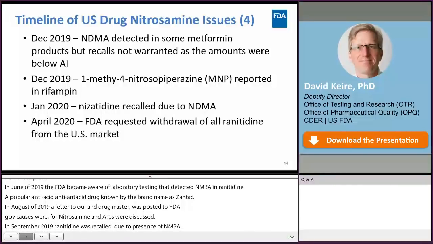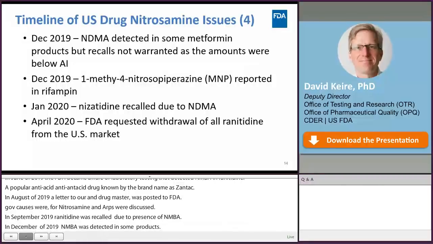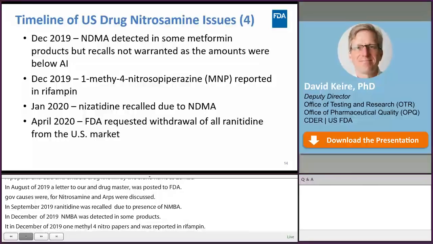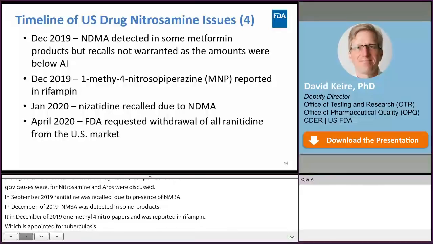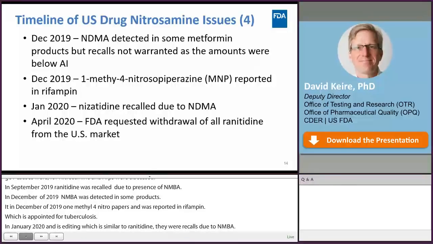In December of 2019, 1-methyl-4-nitrosopiperazine, or MNP, was reported in rifampin, a drug used for the control of latent tuberculosis. In January of 2020, there were recalls of nizatidine, which is very structurally similar to ranitidine, due to NDMA. And in April of 2020, the FDA requested withdrawal of all ranitidine from the U.S. market because of data that came to light in terms of the stability of the drug.